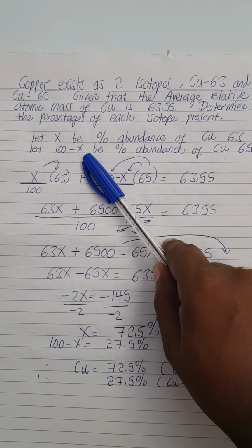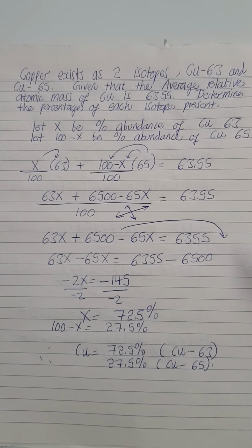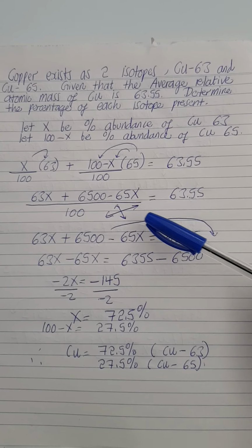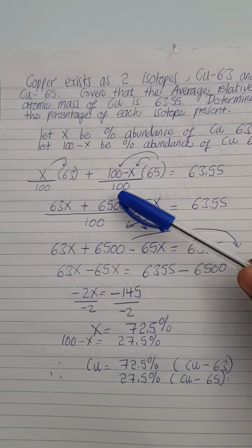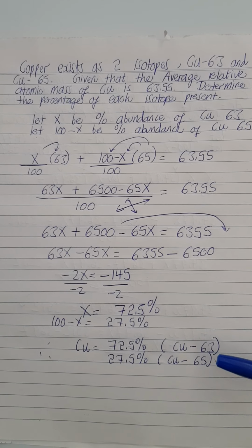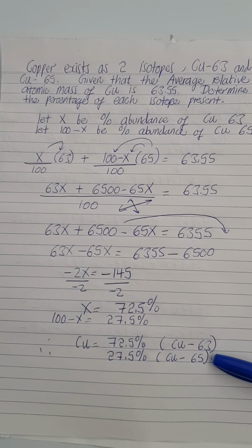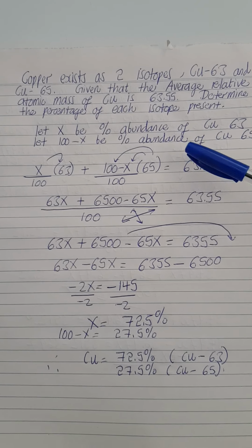Most students make the mistake of not putting this as 100 minus X. You have to remember the maximum percentage is 100, so you have to subtract. The other mistake students make is failing to expand, like in this situation, or to cross multiply. And the last mistake students tend to make is they find the percentage of one isotope and forget about the other one. So please make sure that you're thorough with this step.